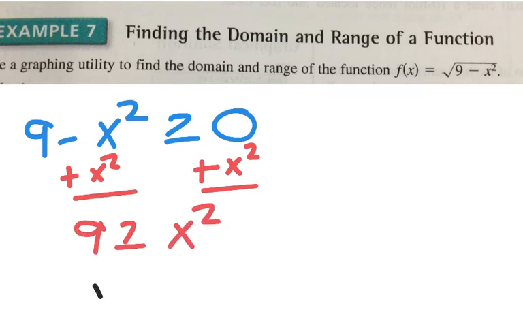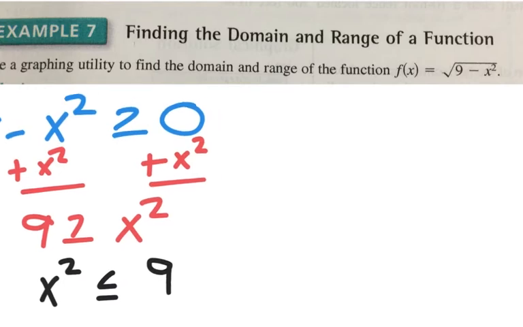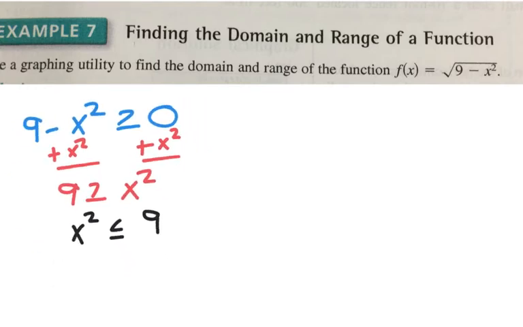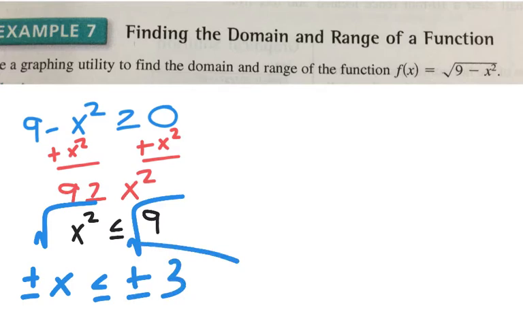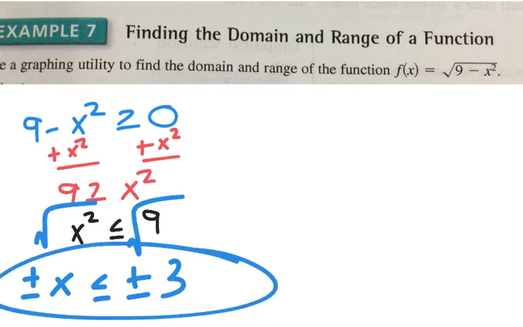And so look at this. I get x squared is less than or equal to 9. Well, now how do I get rid of a square? I have to take a square root. So that would be x is less than or equal to plus or minus 3. Well, that's just confusing. How could x be less than or equal to 3, but also less than or equal to negative 3?